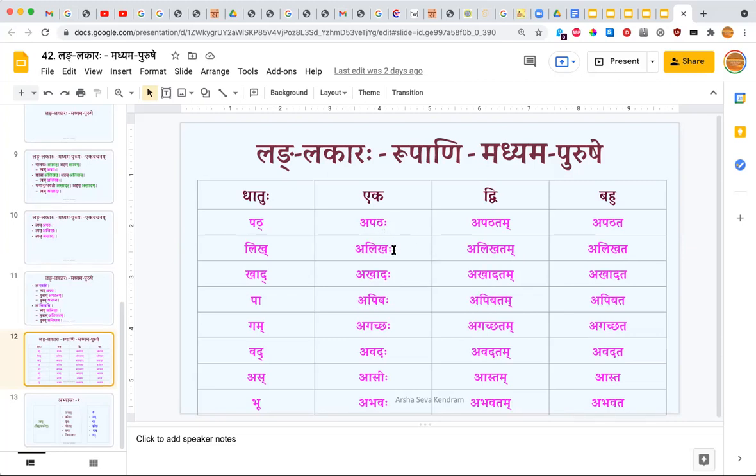So the ekavachana forms will end in visarga, aha. Dvivachana forms will end in tam. Bahuvachana forms will end in ta. And all of them will have the a in the front. So all the Lang Lakara forms will have the a in front in all three Purushas.